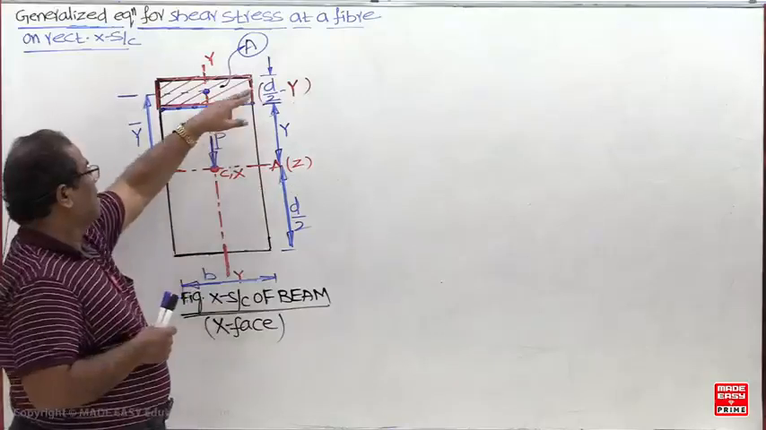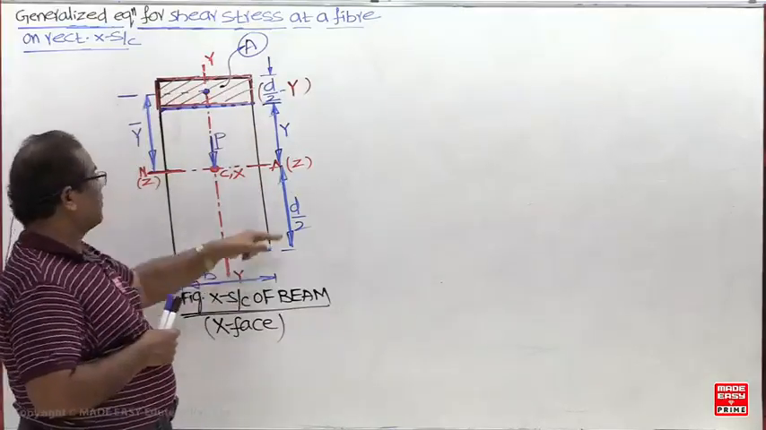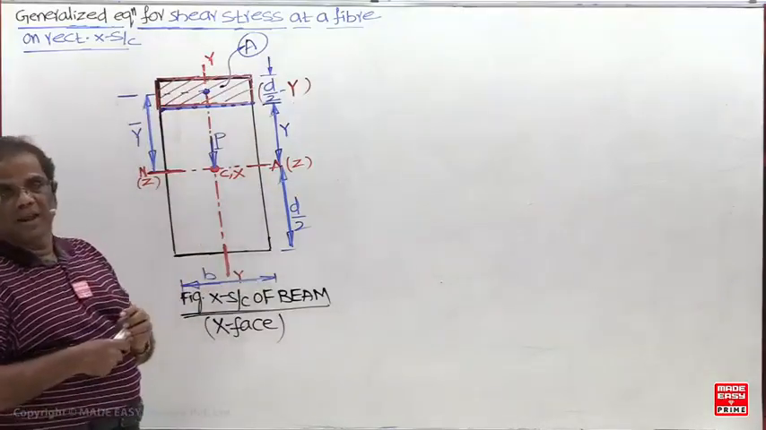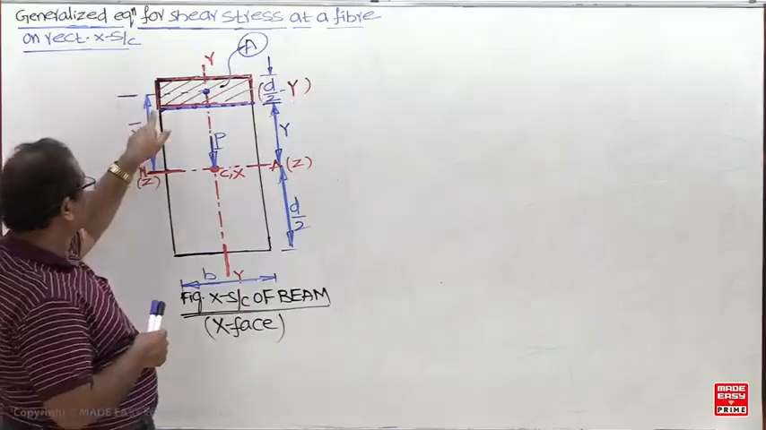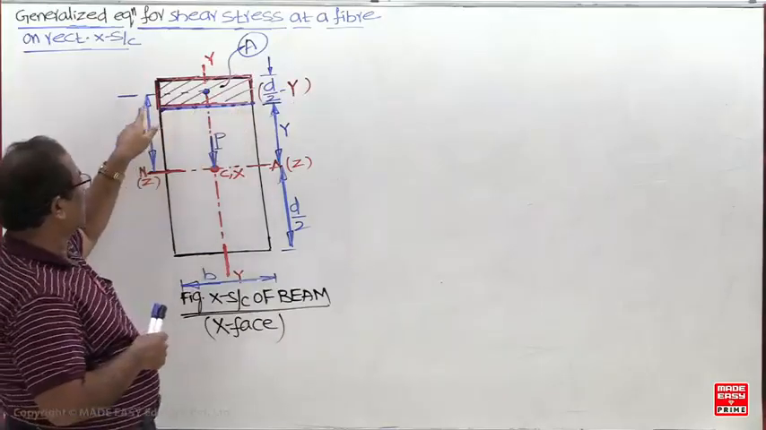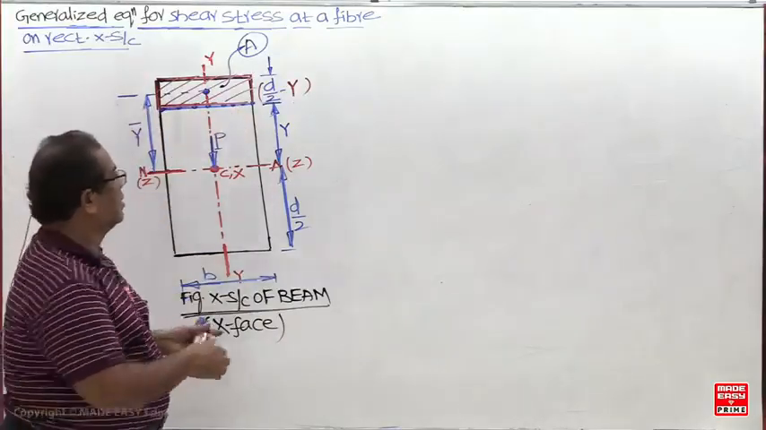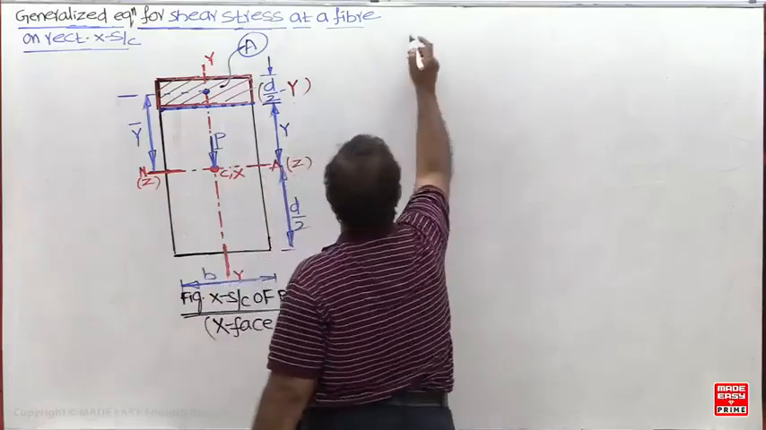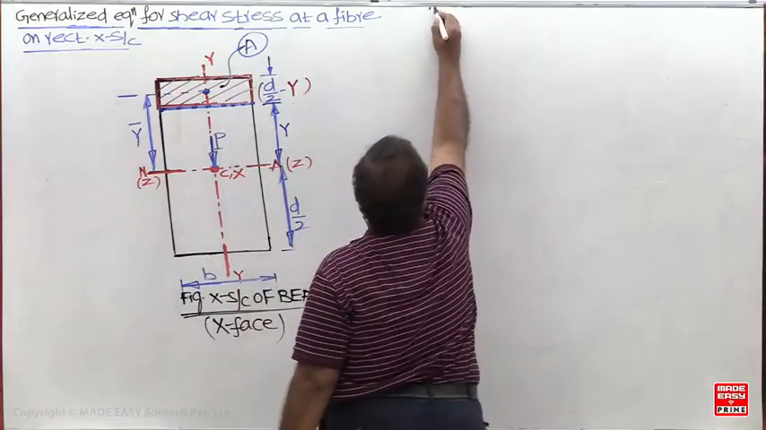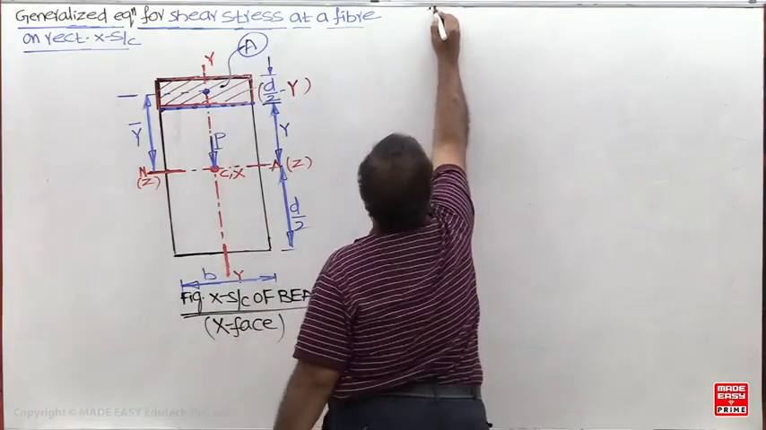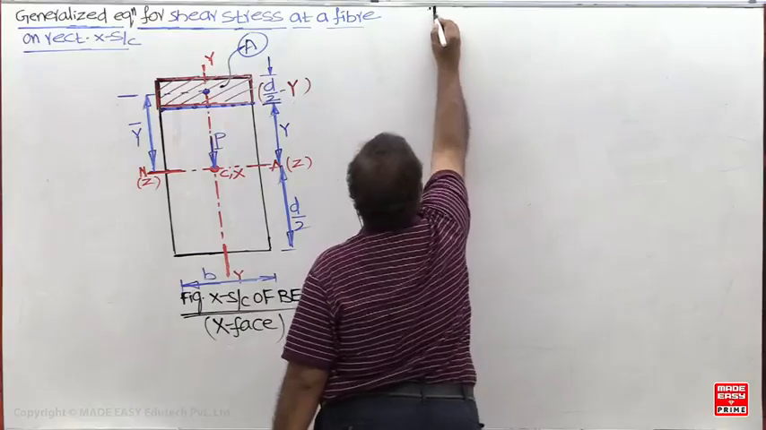Next, what is the I? I for the entire cross section. What is the I for the entire cross section? B D cube by 12. Then what is the width? This width I have to take now. What is this width now? This width is B. So leave the space on the right side for shear stress variation. Left side for bending stress, right side for shear stress.